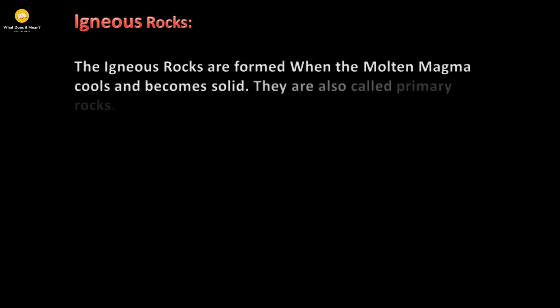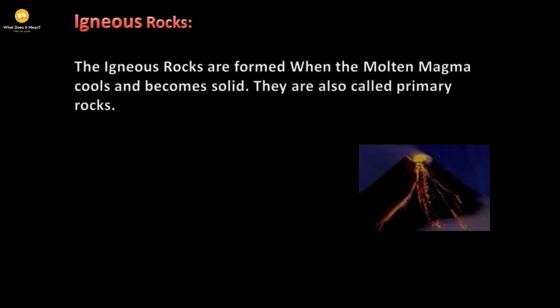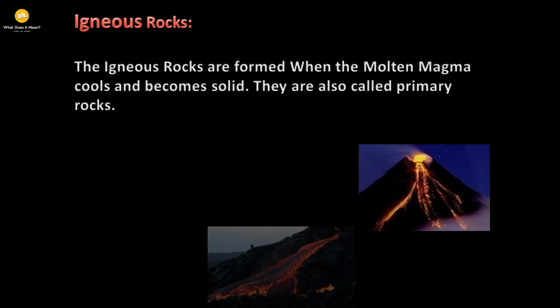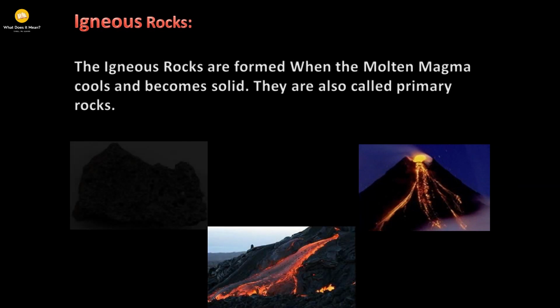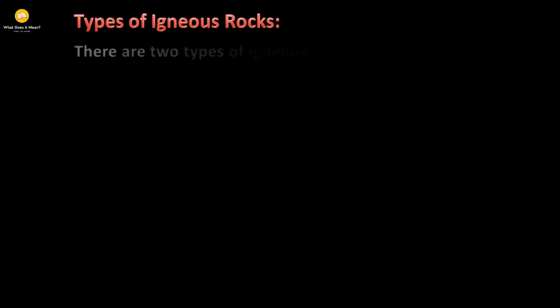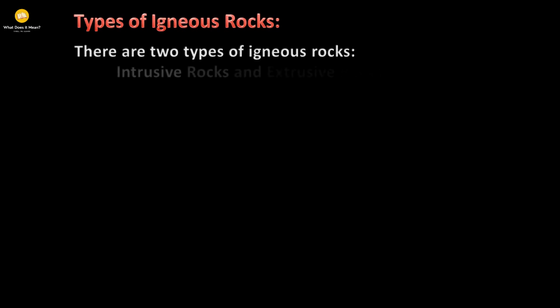Igneous Rocks. The igneous rocks are formed when the molten magma cools and becomes solid. They are also called primary rocks. Types of igneous rocks. There are two types of igneous rocks. They are intrusive rocks and extrusive rocks.